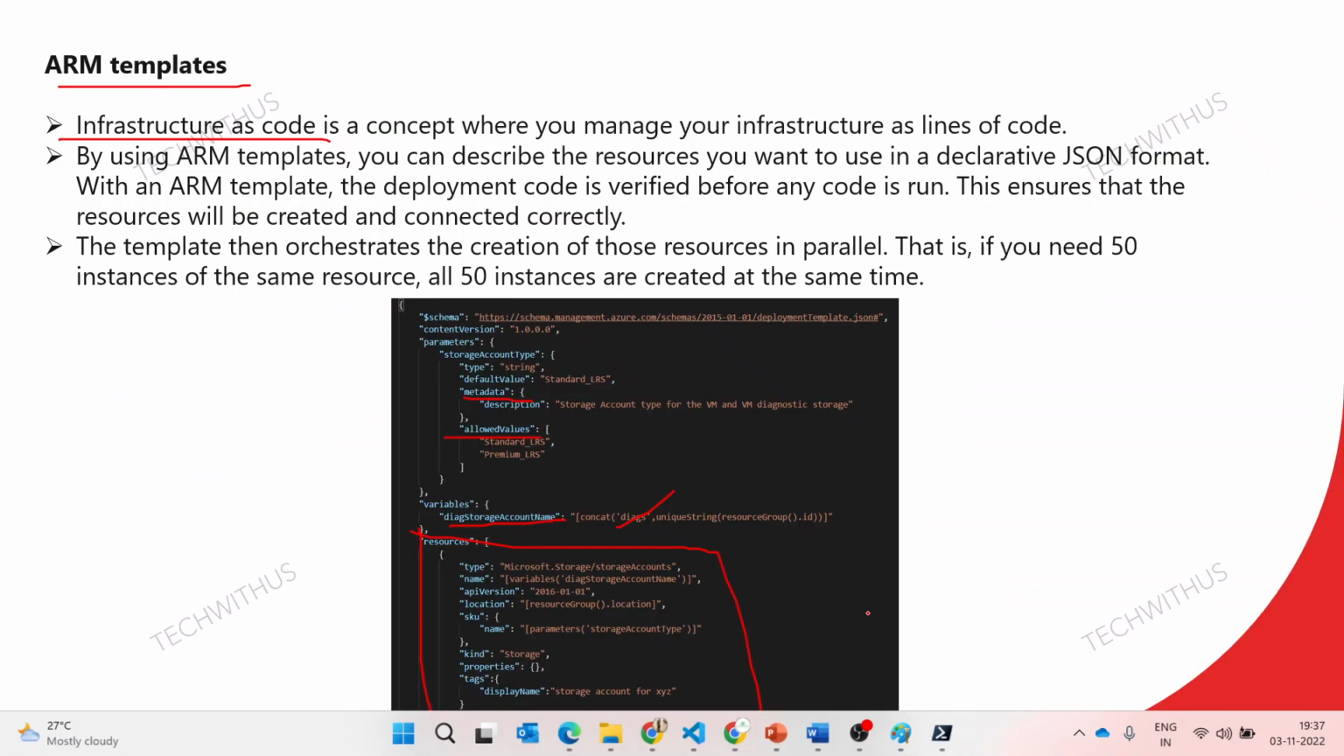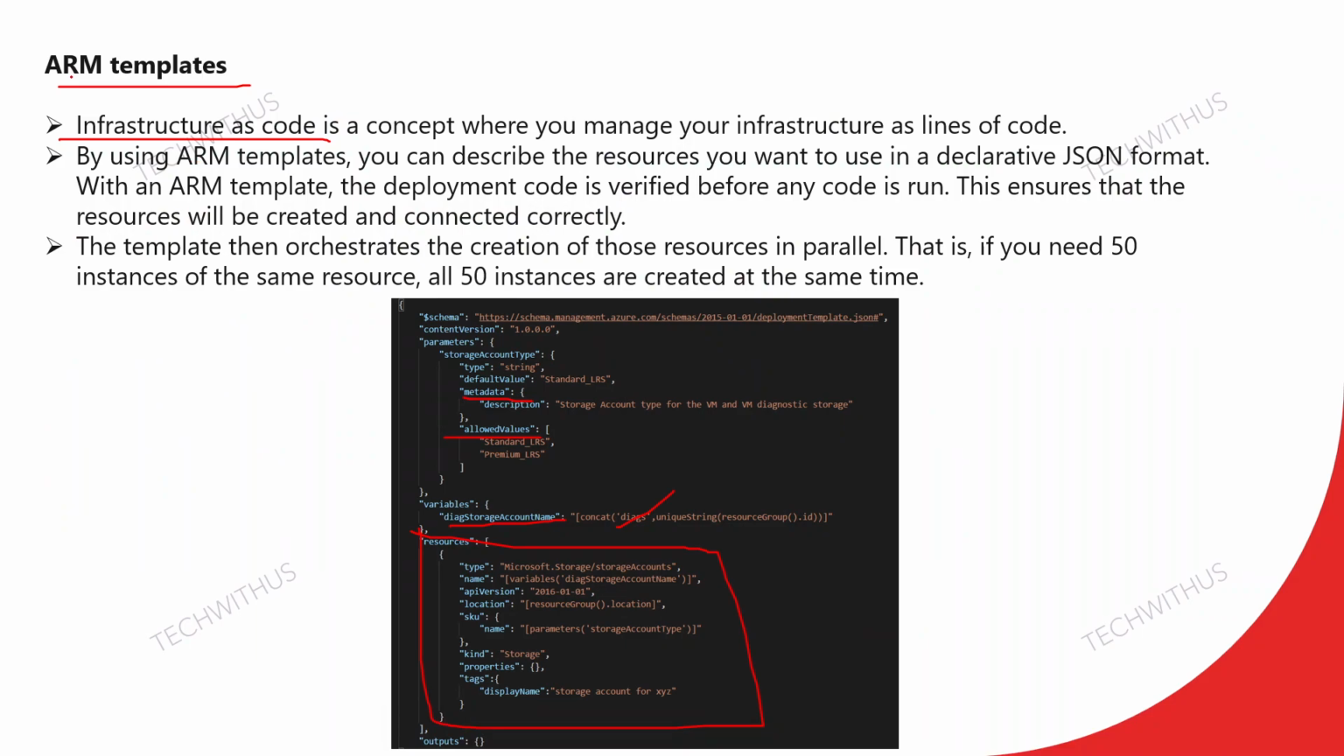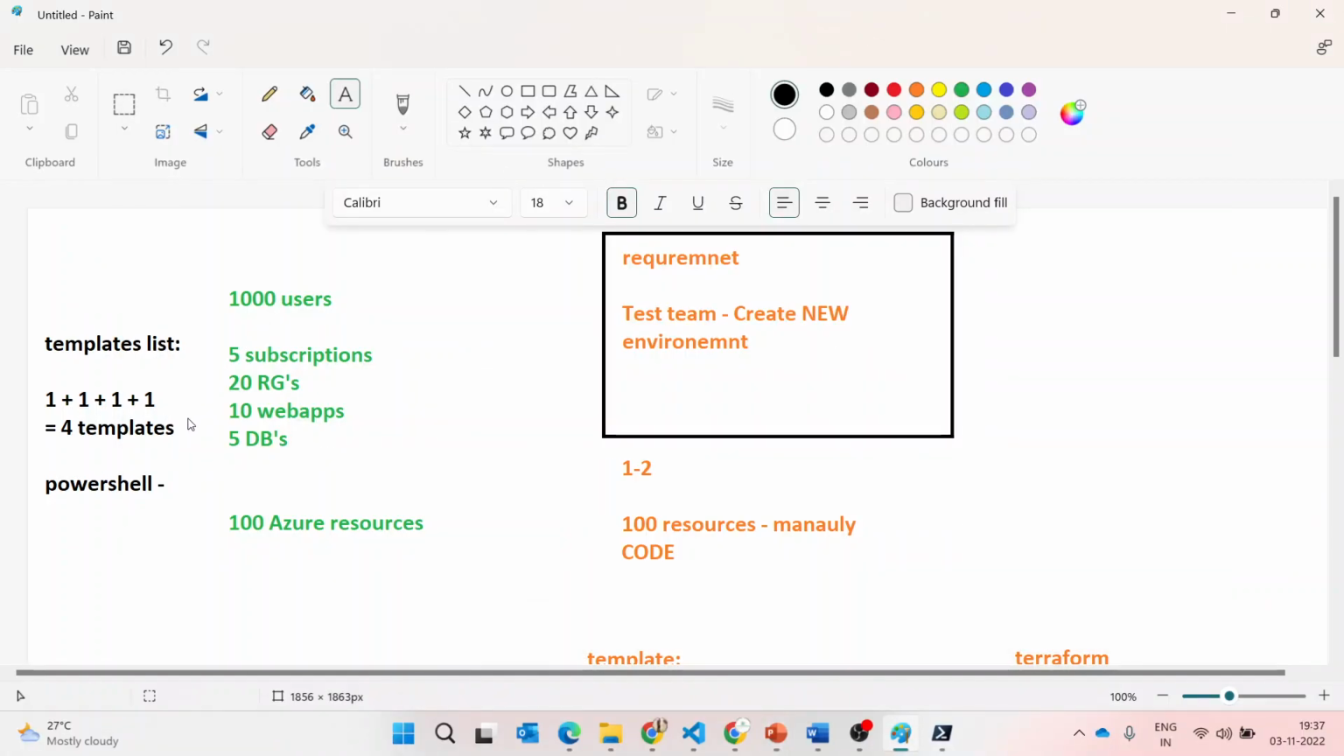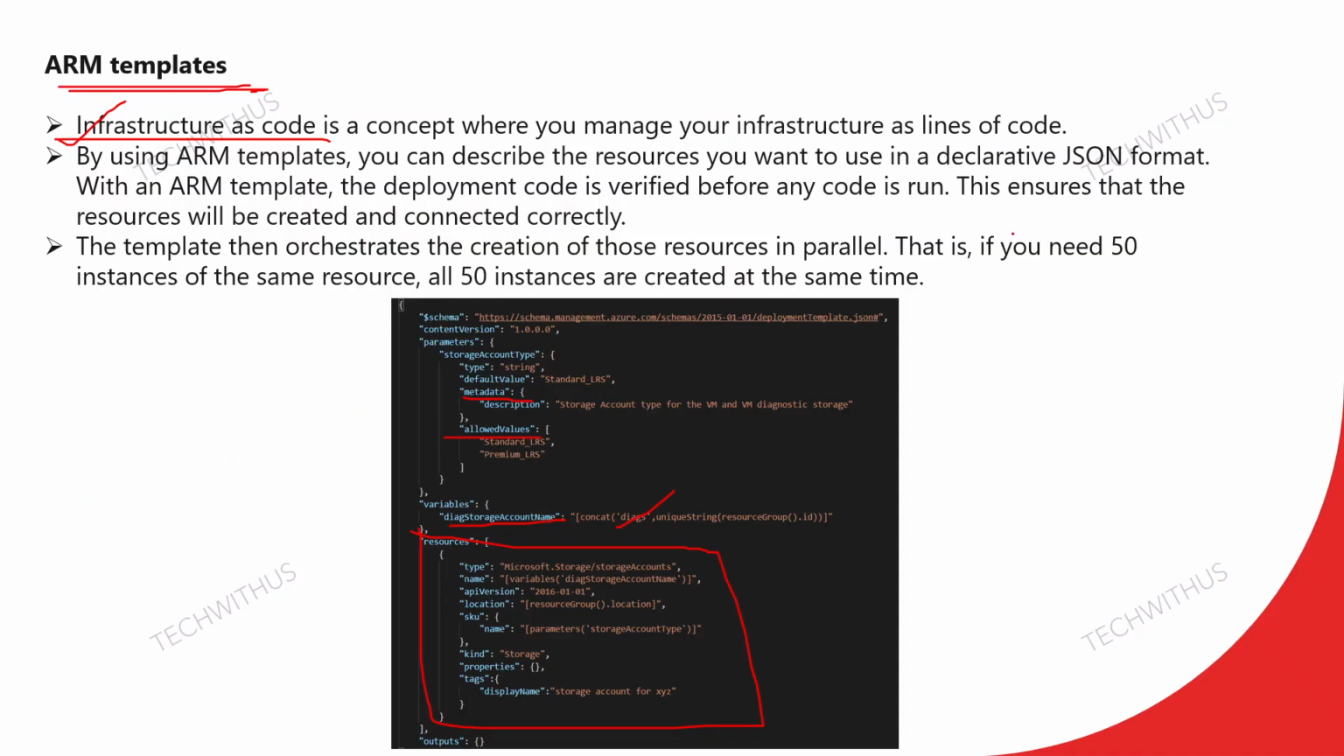Coming to my PowerPoint, ARM templates will act as the main base for completing infrastructure as code. Infrastructure as code is a concept where you manage your infrastructure as lines of code. As we have already discussed, here I have 4 templates. Consider each template to be 10 lines, so 40 lines of code. With 40 lines of code, you are creating your whole Azure infrastructure here. That is the way you should understand it. And by using Azure templates, you describe the resources you want to use in declarative JSON format.